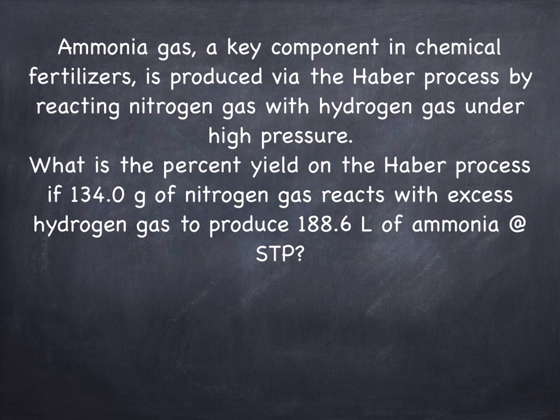So ammonia gas, which is a key component in chemical fertilizers, is produced by the Haber process, which just reacts atmospheric nitrogen, which makes up almost 80% of our atmosphere, with hydrogen gas under high pressure and temperature to produce ammonia, NH3, which is a fairly critical feature of modern society. So we're going to look at the percent yield on the Haber process if 134 grams of nitrogen gas reacts with excess hydrogen gas to produce 188.6 liters of ammonia at standard temperature and pressure.